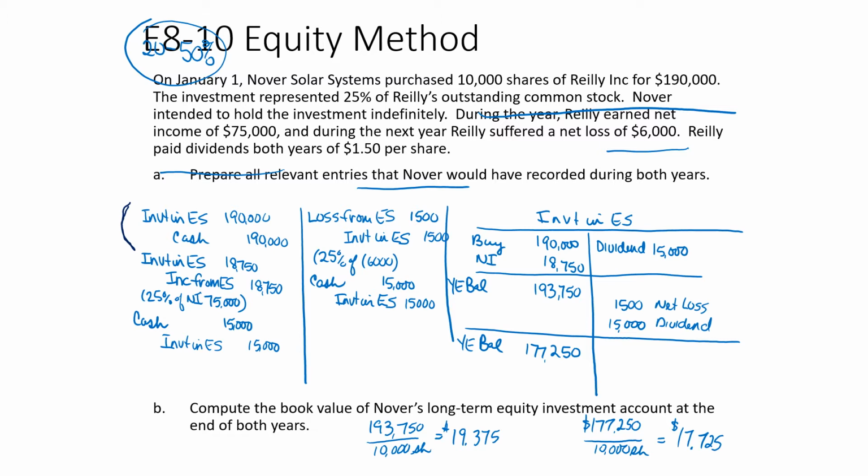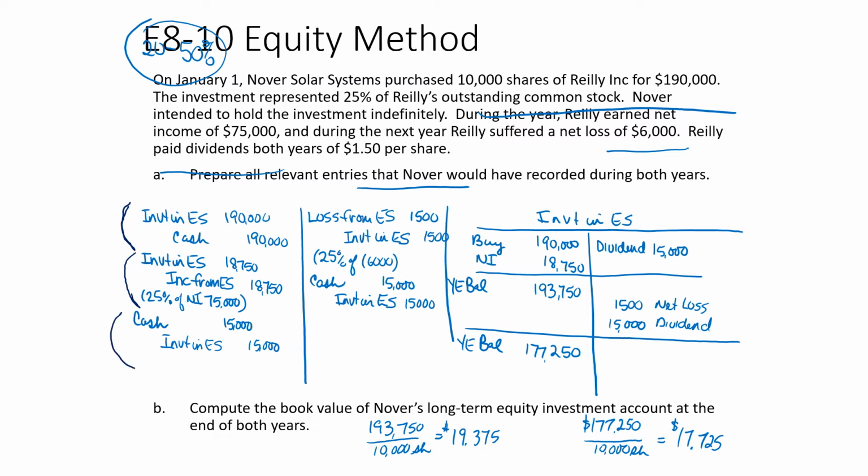During the year, Riley earned a net income of $75,000. So at year end, you're going to take 25% of $75,000 as your own income because you had influence in earning it. So you debit investment in equity securities, credit income from equity securities for 25% of Riley's net income.